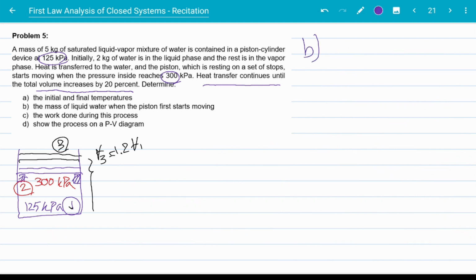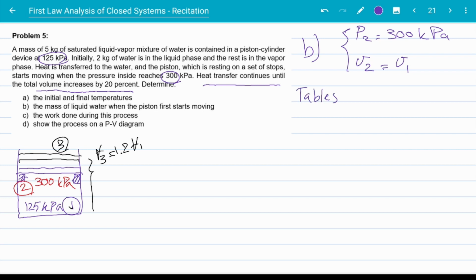Okay, so let's move to part B. Part B asks the mass of liquid water when the piston first starts to move. So we are dealing with state 2. So what do we know about state 2? We know that state 2 has the pressure of 300 kilopascals, and we know that the specific volume of state 2 is equal to the specific volume of state 1 because the entire process from 1 to 2 was a constant volume process, right?